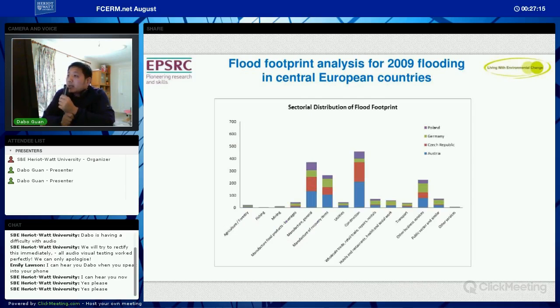And as I said, we can break down the flood footprint by sectors in these European cases, for different sectors and measured by different countries. So we gave the sector distributions for damages. Most are in the manufacturing sectors, and the construction sectors also got impacted quite heavily, followed by the service business sectors, like professional services, IT services, etc.